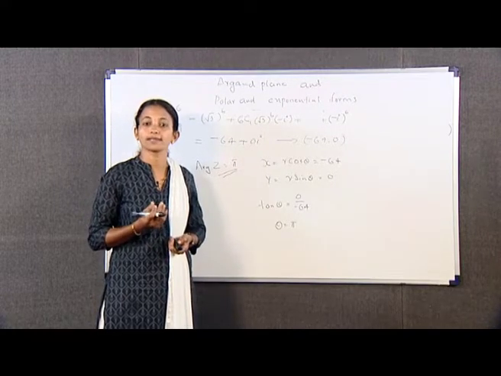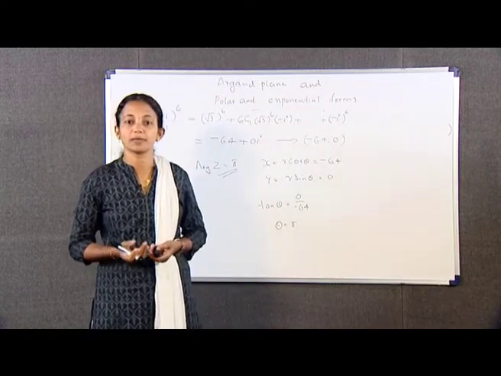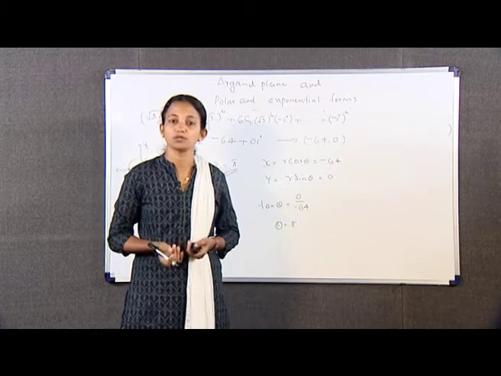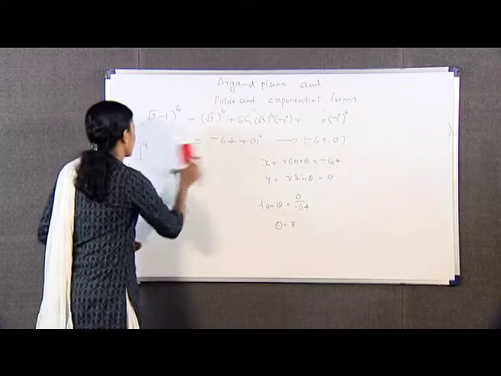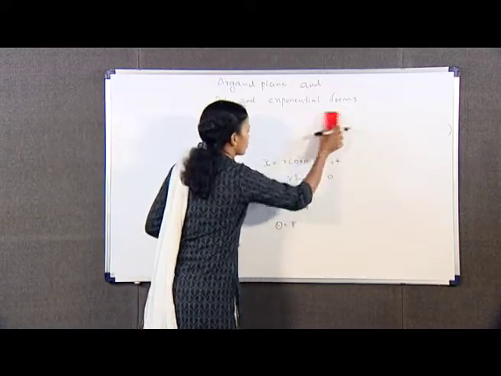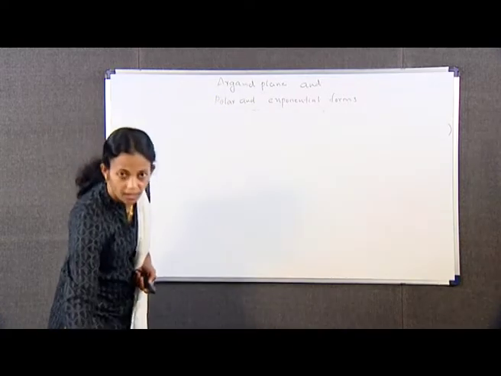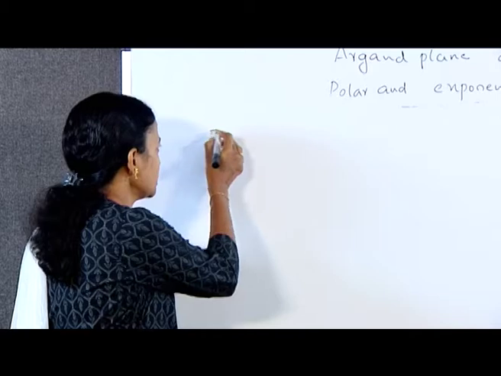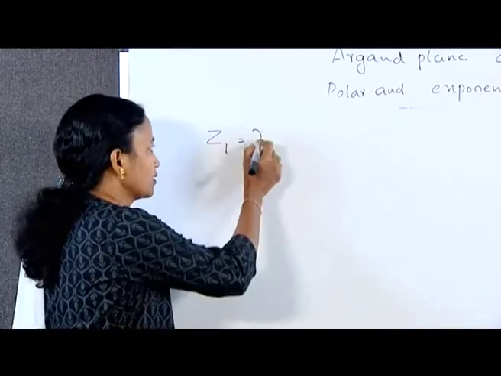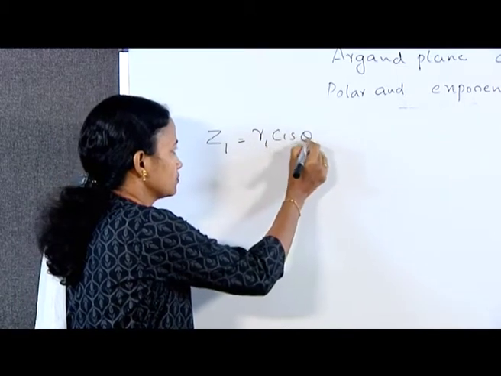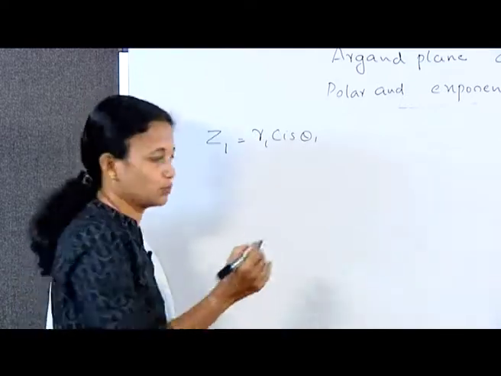Now we have product and quotient. The polar form z is equal to r (cos theta plus i sin theta) is very useful for multiplication. For that, let z1 is equal to r1 (cos theta 1 plus i sin theta 1) and z2 is equal to r2 (cos theta 2 plus i sin theta 2).